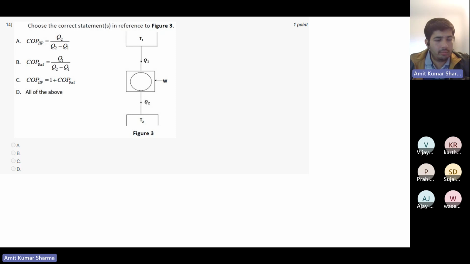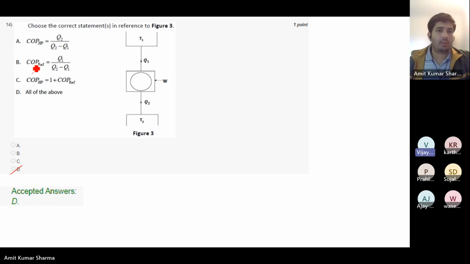Option D, sir. Option D, correct. The correct option will be option D, because we know that COP of heat pump is 1 plus COP of refrigerator. For refrigerator we have to take Q1. Heat pump COP is desired effect by work input.